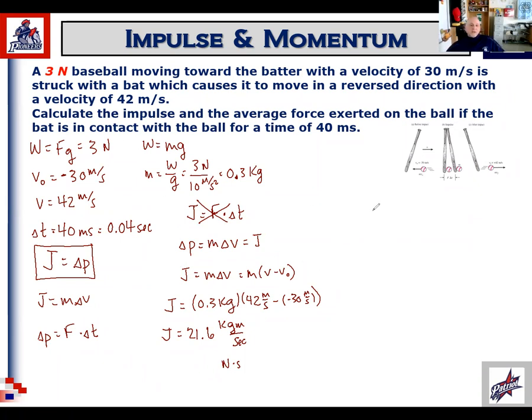But then it says calculate the force. We would say, well, impulse is equal to F times t. So the force, the unbalanced force of the bat hitting the ball, is going to equal the impulse divided by the change in time. So we've calculated the impulse, and we simply divide this by 0.04 seconds to get 540 newtons.